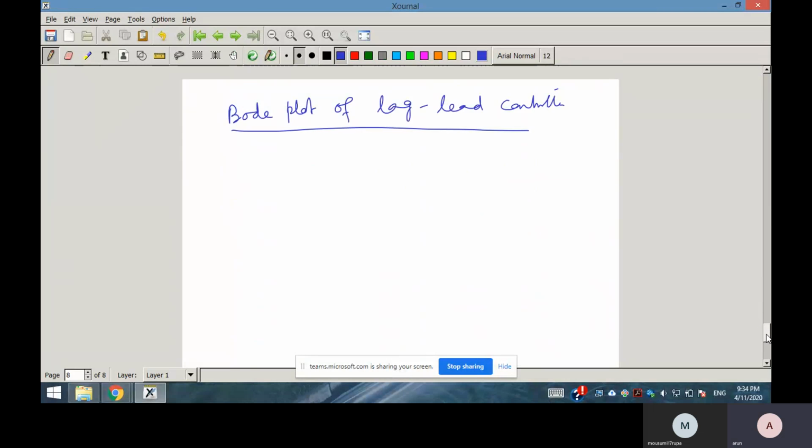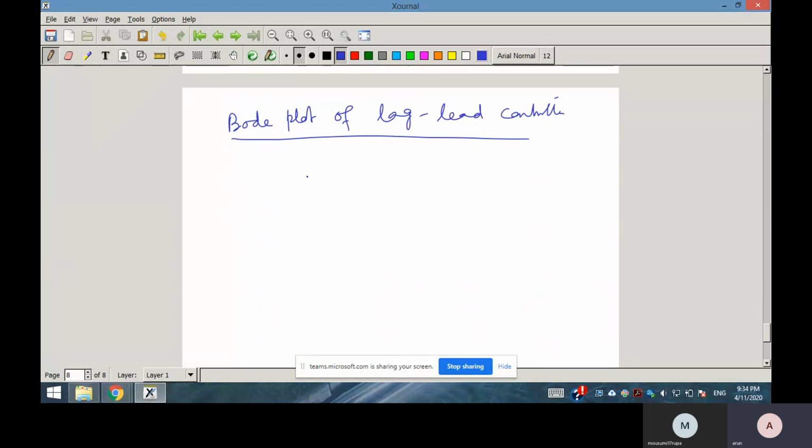If you see here, with the parameter ranges we have assumed, the dB curve will look like this. What are the corner frequencies? One is beta B, then B, then A, and then alpha A.